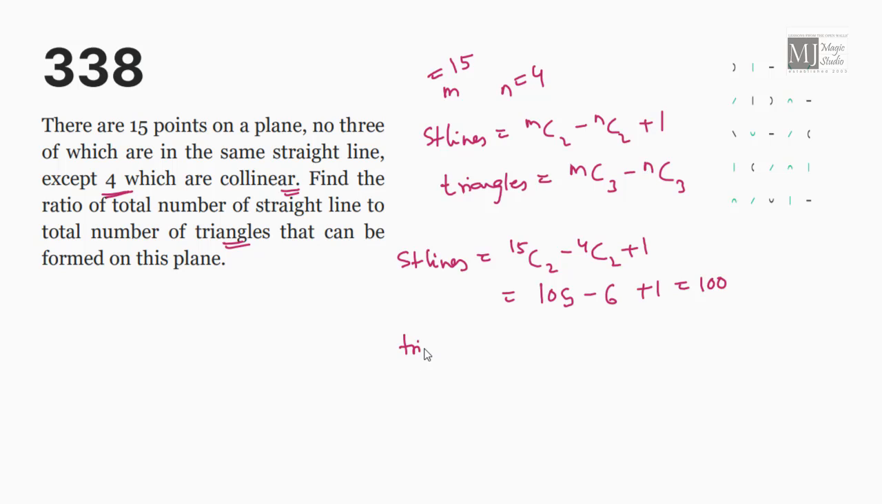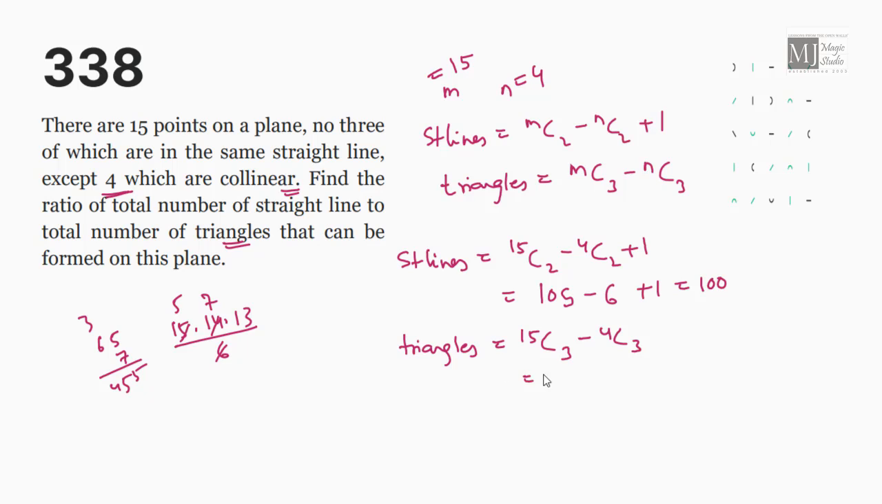And as far as triangles are concerned, it is 15C3 minus 4C3. 15C3 is 15 into 14 into 13 by 6, which is 455, minus 4C3 which is 4, is 451. We can have 451 triangles. Now find the ratio of the total number of straight lines to the total number of triangles. So the required ratio is 100 is to 451.